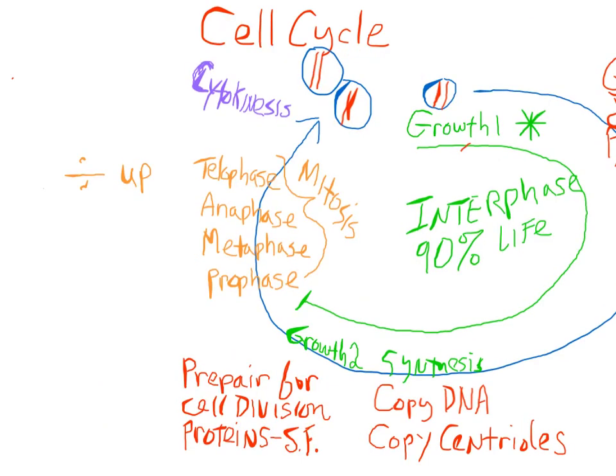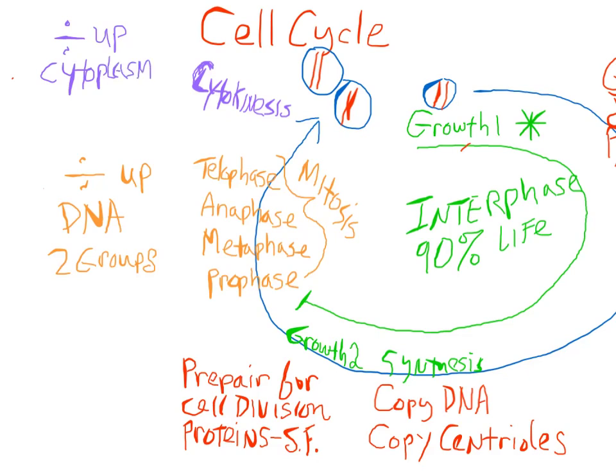The 4 parts of mitosis are actually to divide up the DNA into 2 groups. We're not actually dividing the cell yet. And finally, in cytokinesis, the main idea is to divide up the cytoplasm. And this creates two cells.